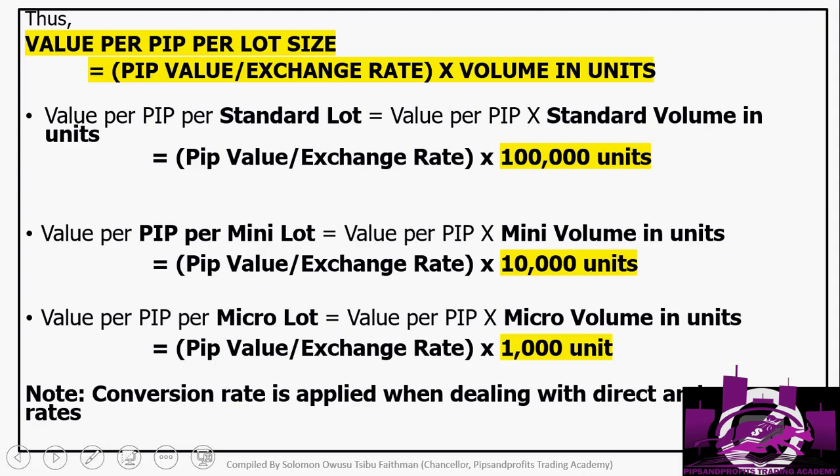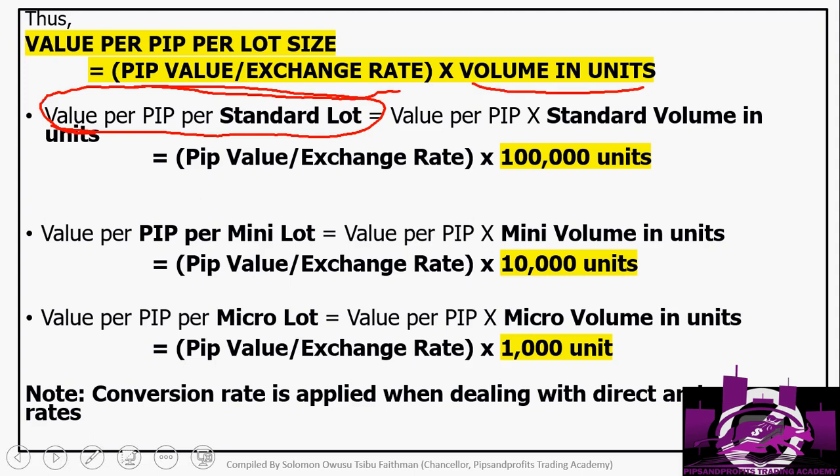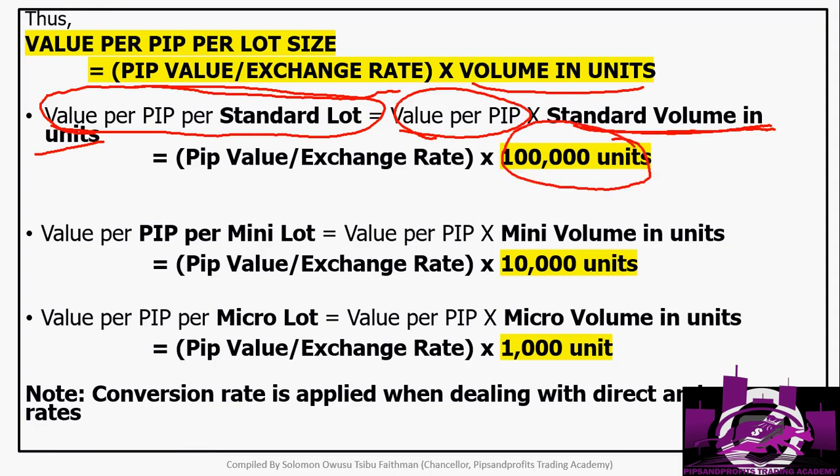So just as I explained, value per pip per standard lot. Since the general formula is value per pip over exchange rate times the volume in units, value per pip per standard lot is going to be value per pip times your standard volume in units. And the standard volume in units per our contract size is going to be 100,000. So in that instance, value per pip per standard lot is going to be pip value over exchange rate times our 100,000 units.